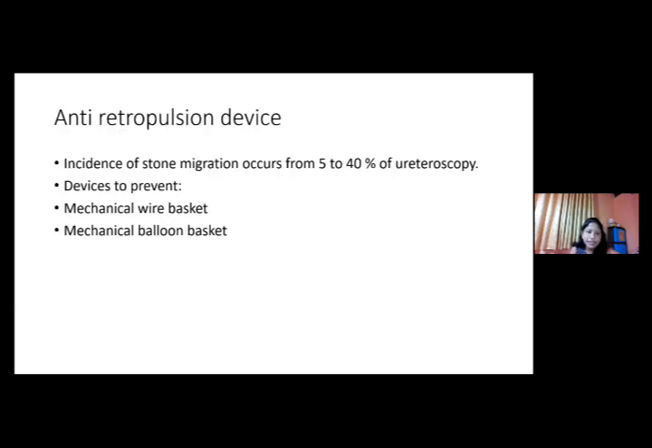Then we have anti-retropulsion devices, as Manjula sir mentioned before. During ureteroscopy there's a risk of retropulsion of about 5 to 40%. To prevent the retropulsion, we have to take some maneuvers, and with that we have some devices. It can be a mechanical wire basket or a mechanical balloon basket to prevent the retropulsion, and it can also be used as stone retrieval devices.